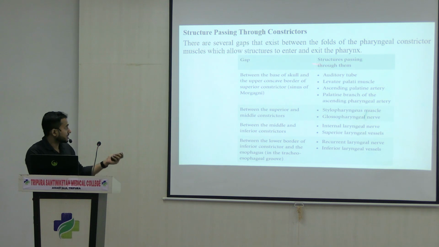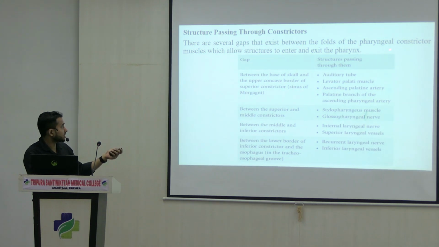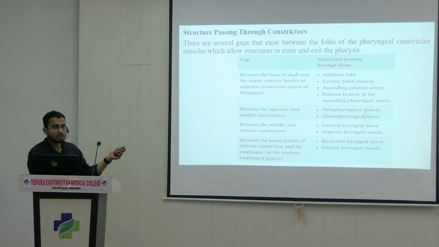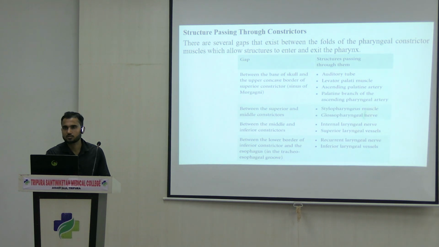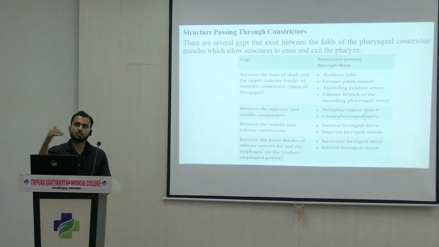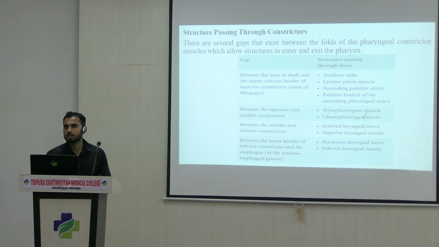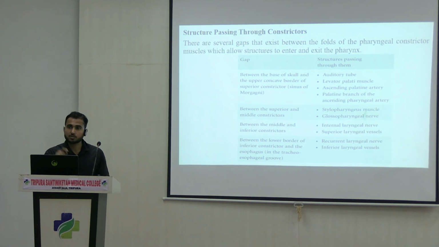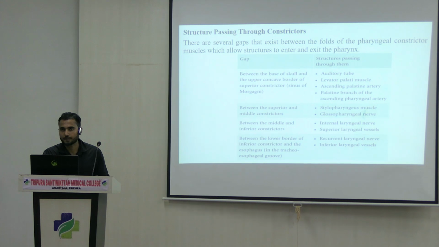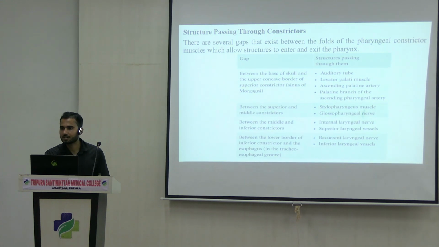So here you can see there are several gaps in between the folds of the pharyngeal constrictor muscles, which allow the structures either to enter or to exit the pharynx. Some structures will go in and some structures will come out from the pharynx. Now first you have to know what the gaps are, where each gap is located, and then what structures are entering, because those structures are also very specific. Here also you can't mix things.